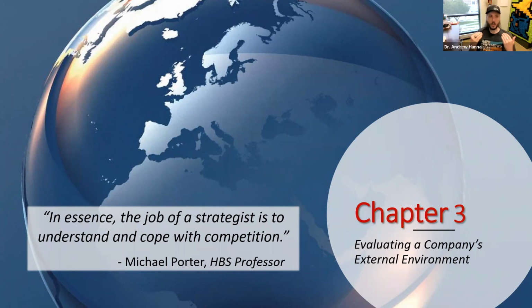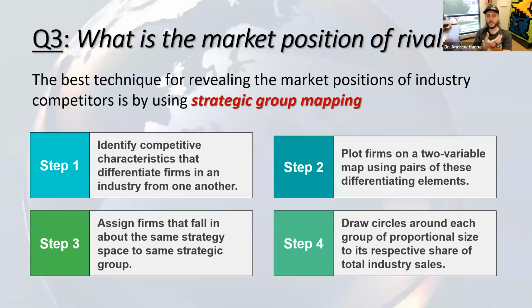But what's also good for us to get a good grasp on is not just what the landscape's like for everyone, but understanding a little bit more about our competitors and what their market position is really looking like. So today, that's what we're going to look into, getting a grasp of what the market position of our rivals is really looking like. And we're going to do this by using a technique called strategic group mapping.